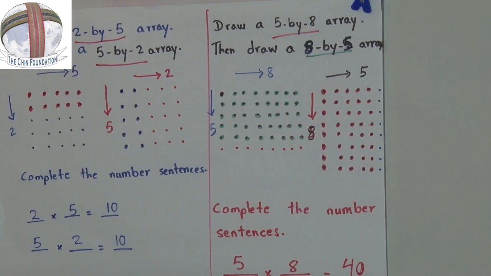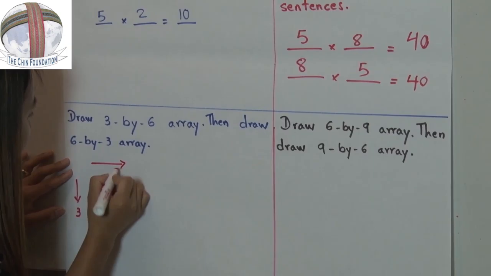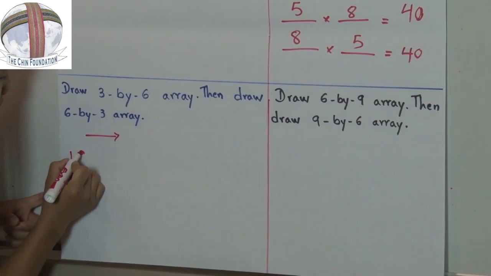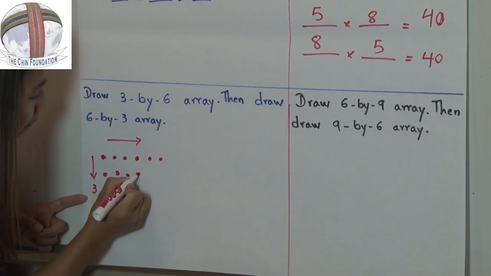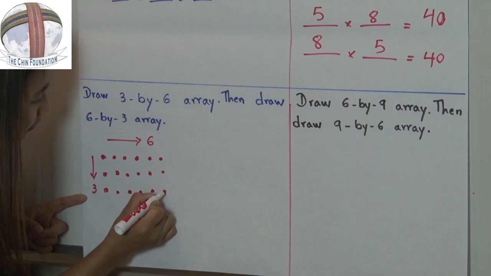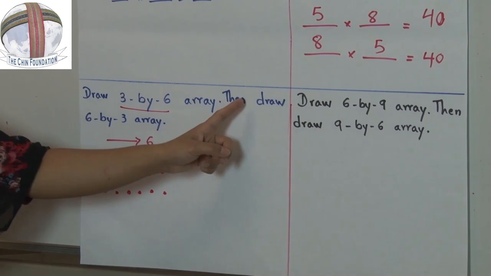Okay, draw a 3 by 6 array, then draw 6 by 3. So this time we just need to draw. 3 means down, 6 means across. Okay, 1, 2, 3. 1, 2, 3, 4, 5, 6. Okay, we are done with this. Next, draw 6 by 3.